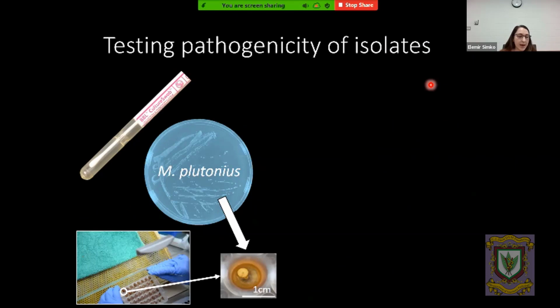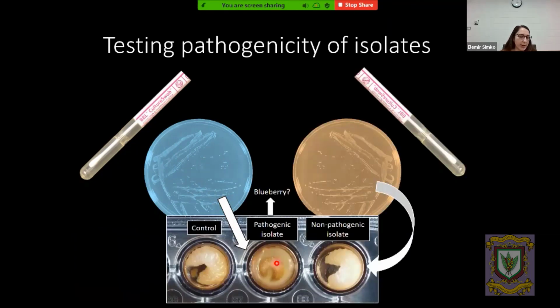We're then testing the pathogenicity of some of these isolates by infecting newly hatched honeybee larvae with the different strains of M. plutonius, so from these culture swabs that we collected. And we hypothesize that isolates causing higher mortality in vitro would be correlated to blueberry pollinating colonies.